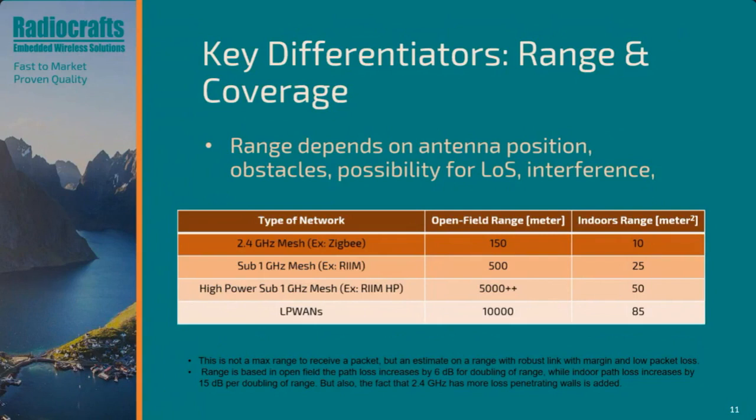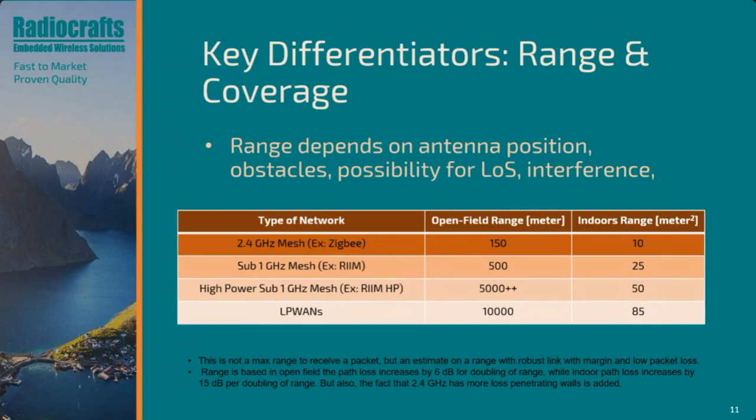Numerous factors actually affect the range, but in general, you can say that a 2.4 GHz mesh, like Zigbee mesh, for example, would achieve an open field range of 150 meters, while indoor it would be maybe 10 meters square. A mesh like RIIM, working on the sub 1 gigahertz, would have an open field range of 500 meters, while having only 25 indoors.